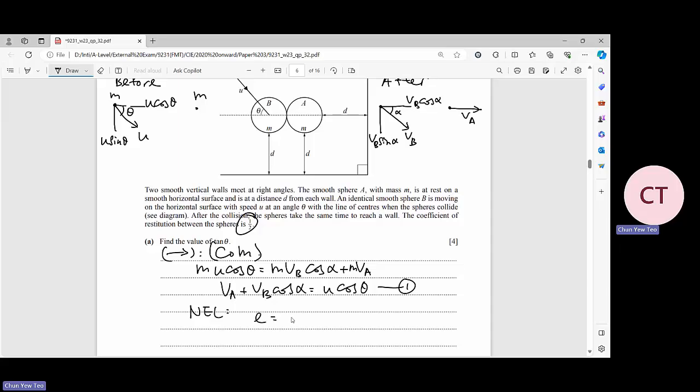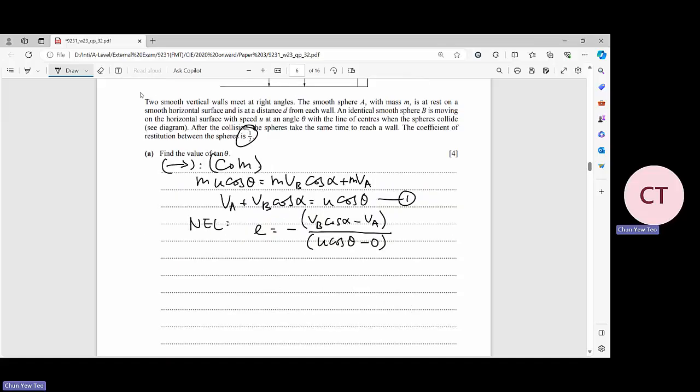So you have e equals the negative of VB cos alpha minus VA, divided by U cos theta minus 0. And since e is a half, change the e to become half. Then you will have VA minus VB cos alpha equals half U cos theta. That will be my second equation.